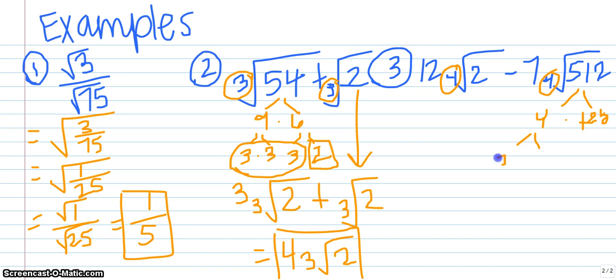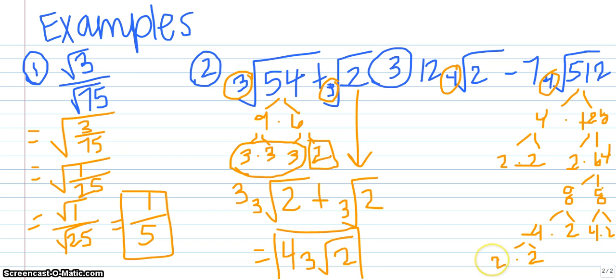This breaks further to 2 and 2. This breaks further to 2 times 64. Then 8 and 8. Then 4 and 2, 4 and 2, then 2 and 2, and 2 and 2.